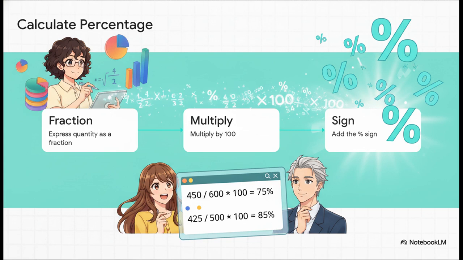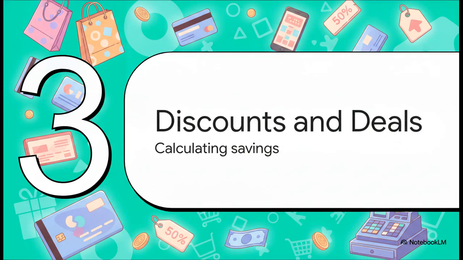Rita's fraction was 450 over 600. Multiply by 100, boom, 75%. Anu's fraction was 425 over 500. Multiply by 100, and you get 85%. Suddenly, the truth comes out. Anu actually performed significantly better, even though she had the lower raw score. Pretty cool, right? Moving right along to Section 3, calculating discounts and deals.